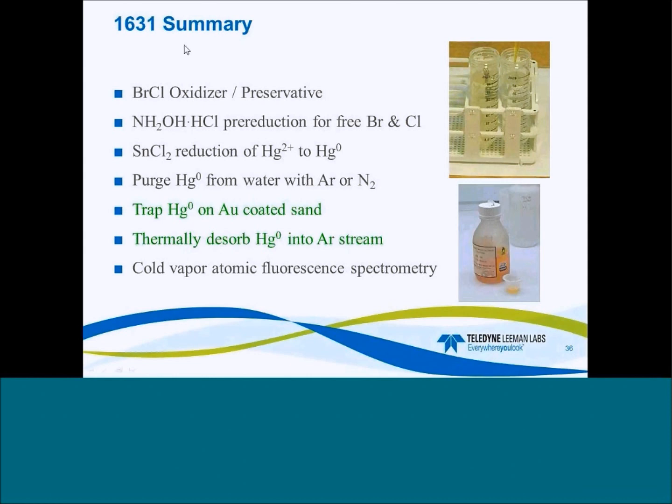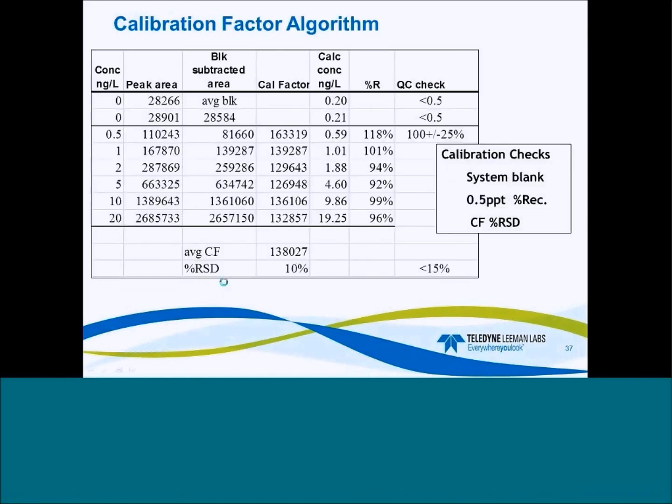So the difference, again, between 1631 and 245.7 is that these two steps identified with the green font are not present. And then finally, the measurement is taken with cold vapor fluorescence. Both techniques require a specific calibration factor algorithm to be used.